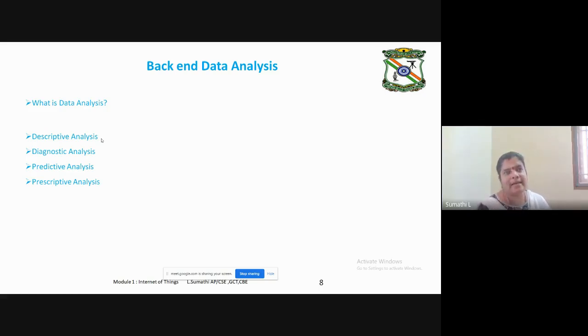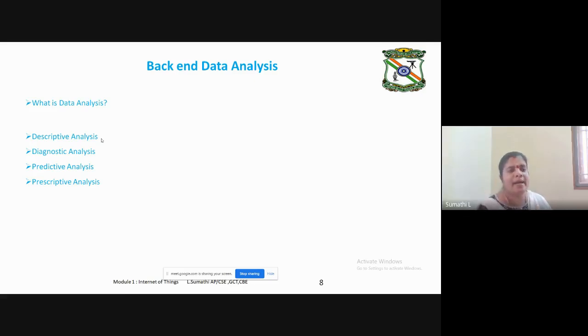And what is diagnostic analysis? What was the cause of a particular problem? From your system log, you can understand where the fault went. Then predictive analysis: you make a prediction about the future from the data you collected previously. The same weather data can be used. From the data for the past 10 years, you can predict how it may be in the next coming year. That is predictive analysis.